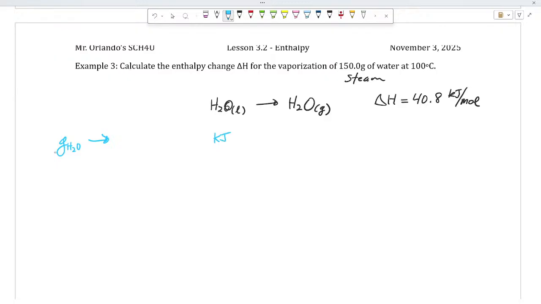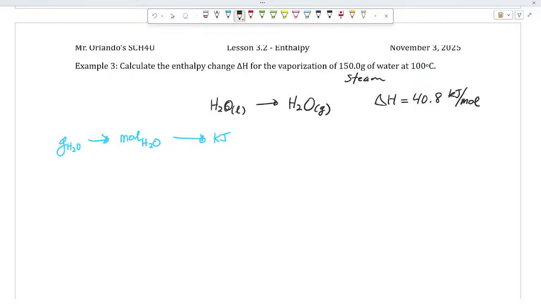So we want to go from how many grams of water we're working with to how much energy is going to have to be absorbed. But can we go from grams to kilojoules directly? No, so we have to convert grams to moles. And once we know how many moles of water we have, then we should be able to tell how many kilojoules of energy get absorbed, because we know that every mole of water absorbs 40.8 kilojoules of energy as it goes from being liquid water to steam, assuming it's already at the boiling point of water, which in this case it is, right?